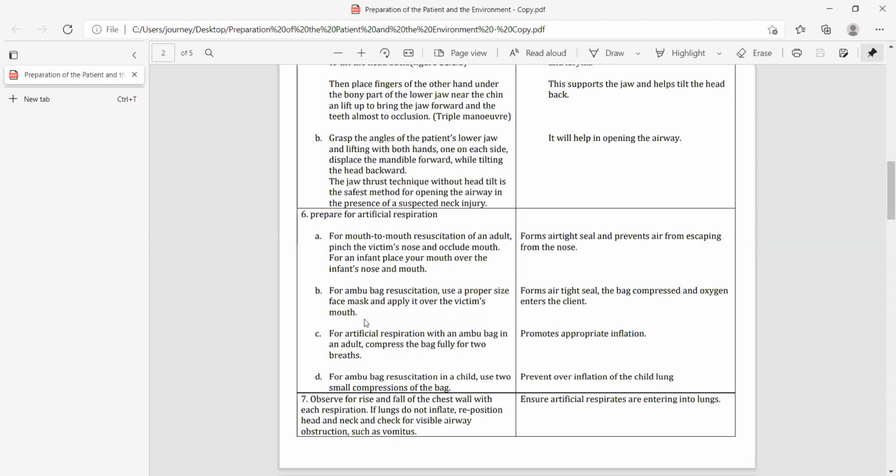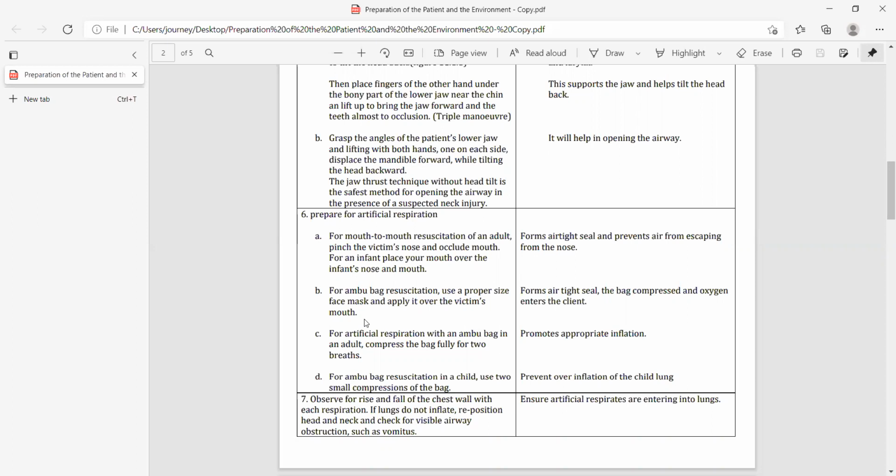Okay, means the resuscitation will not be successful in that condition. Okay, next. For artificial respirations with an Ambu bag in an adult, compress the bag fully for 2 breaths.